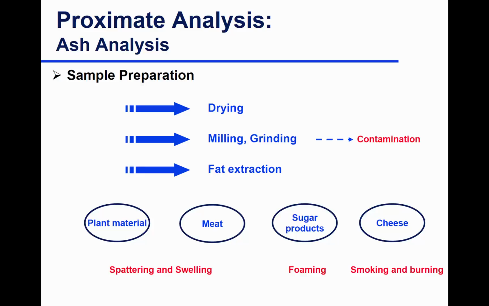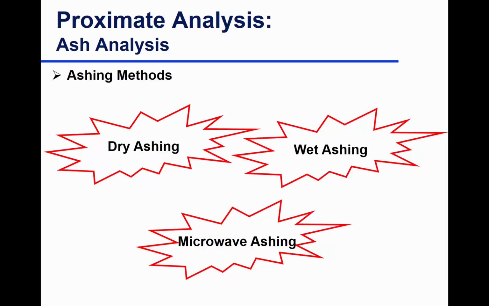Other problematic samples are plant material that is high in moisture. That's why drying is important. And meat is also high in moisture. So again, drying is important to avoid spattering and swelling and sample coming out of your crucible. Products that are high in sugar will foam. So again, you need to do a gentle preheating step to start burning your sugar and avoid foaming.